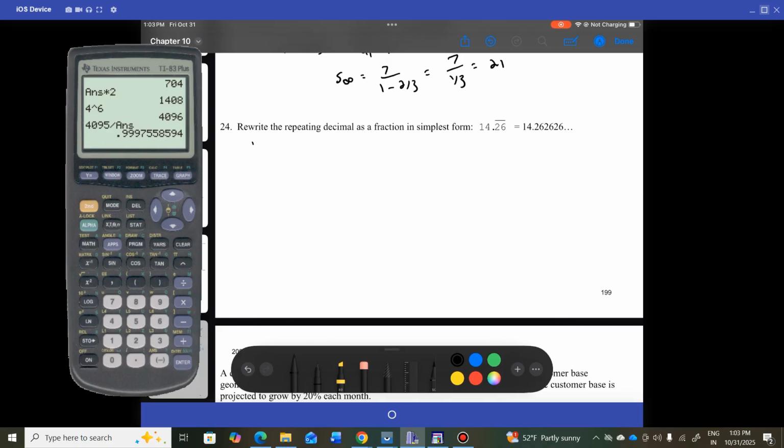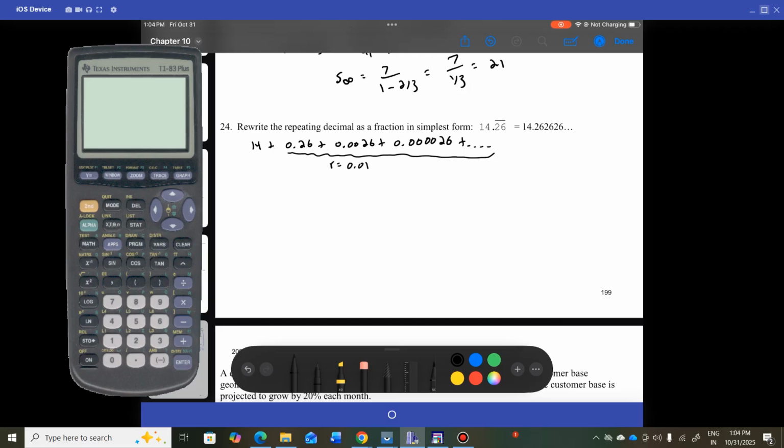So we'll have 14 plus 0.26 plus 0.0026 plus 0.000026, and so on. Each time for these, we're multiplying by 0.01, and that's how it moves over, and that's what we're adding to it.